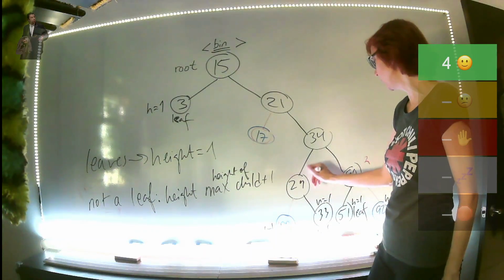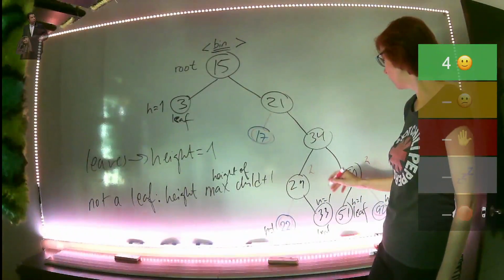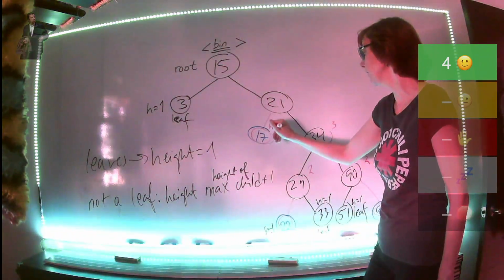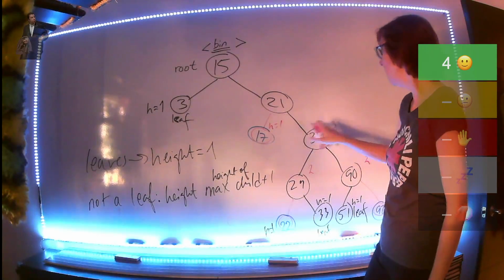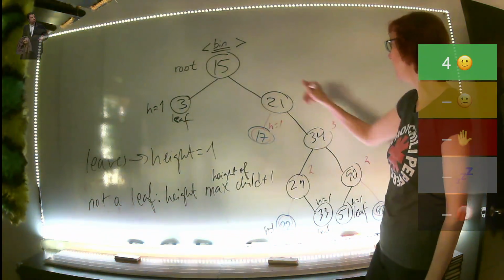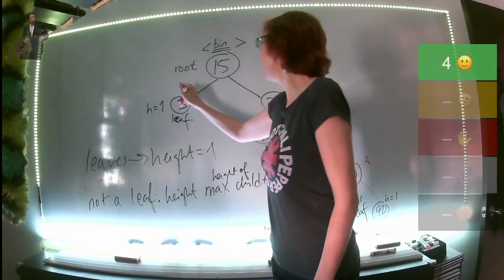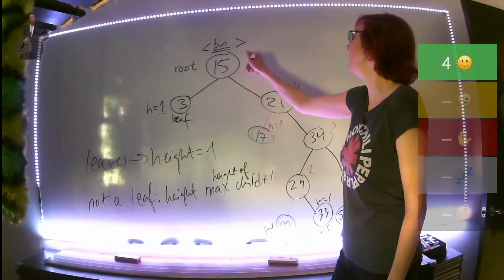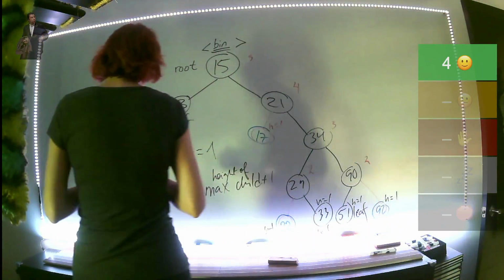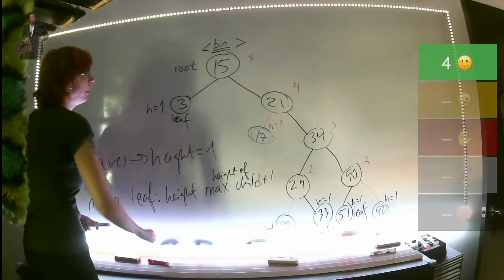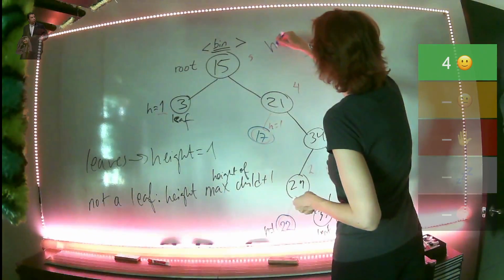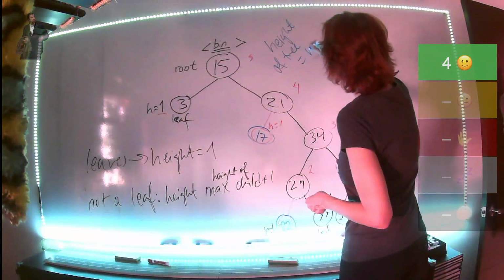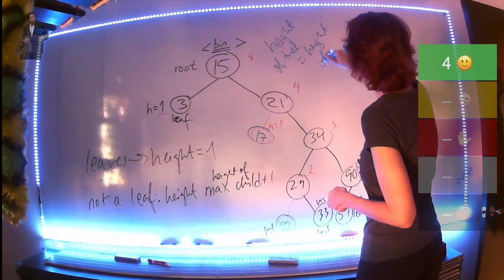Here I have a 2 and a 2. The larger is 2. 2 plus 1 is 3. Here, this one's a leaf. So I have a 1 and a 3. Larger is 3. 3 plus 1 is 4. Here I have a 1 and a 4. The larger is 4. 4 plus 1 is 5. So the height of the tree will end up being the height of the root. Height of tree equals height of root, in my horrible handwriting.